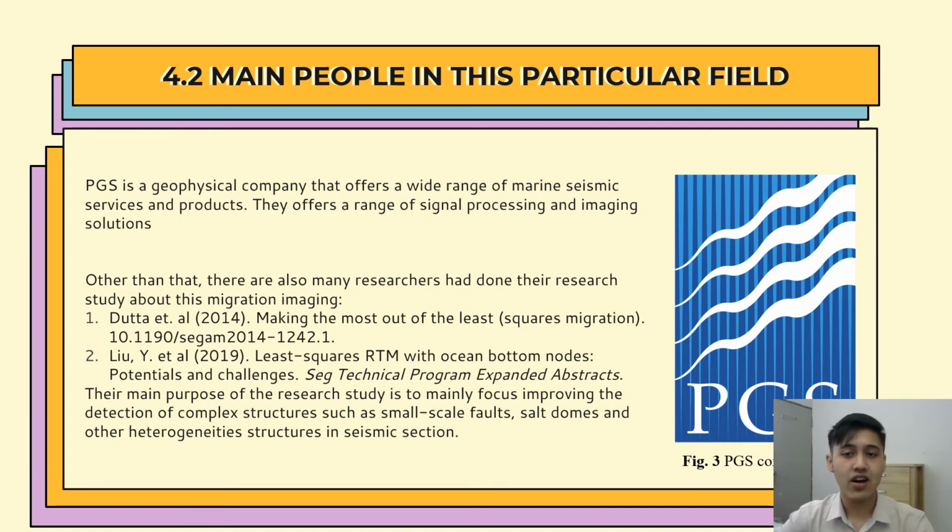Other than that, many researchers have also done research studies on this migration imaging, such as Dutta et al., with the article entitled Making the Most Out of Least Square Migration, and Liu et al., entitled Least Square RTM with Ocean Bottom Nodes, Potentials and Challenges. Based on their research, their main purpose is to improve the detection of complex structures such as small-scale faults, salt domes, and other heterogeneous structures in the seismic section.